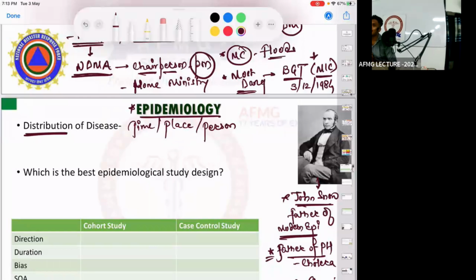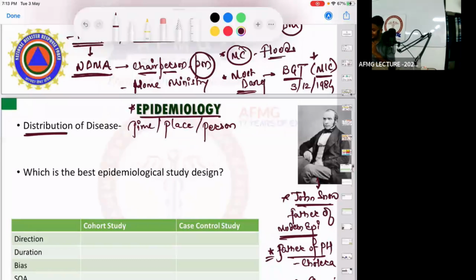Influenza does not have a time distribution. It can occur throughout the year, more commonly in winter. Asthma, winter. Hay fever, winter, due to pollen grain. So hay fever also winter.